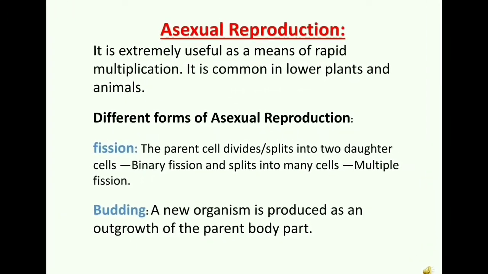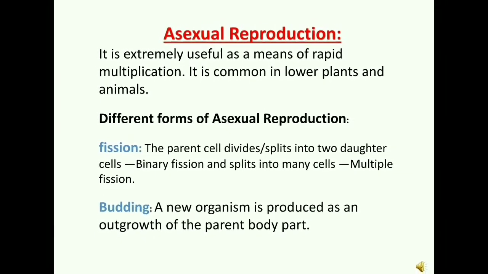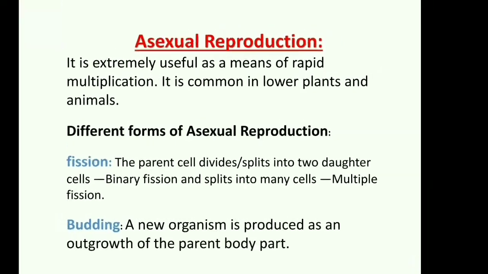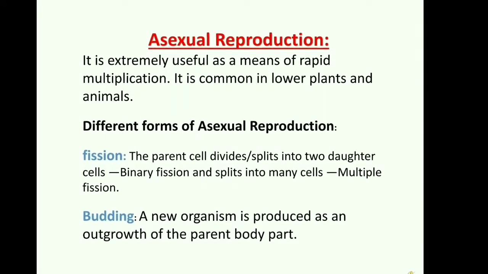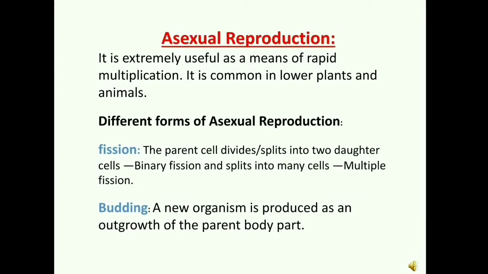Reproduction is of two types, asexual and sexual. Let's begin with asexual reproduction. Let's see asexual reproduction. It is extremely useful as a means of rapid multiplication. It is common in lower plants and animals.